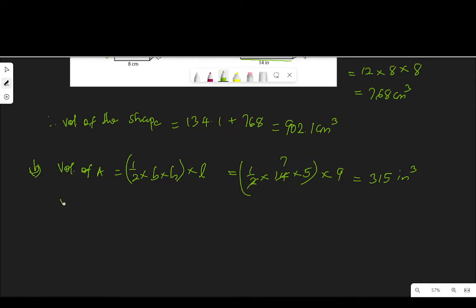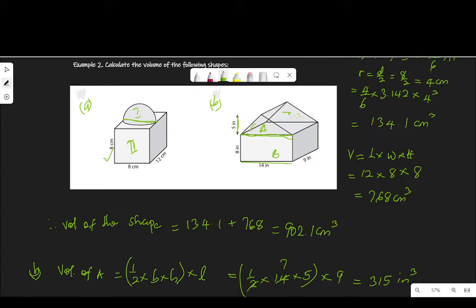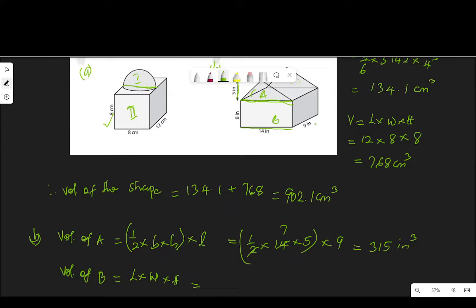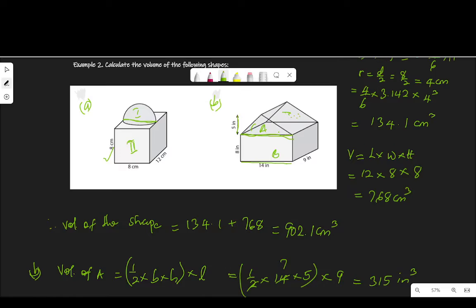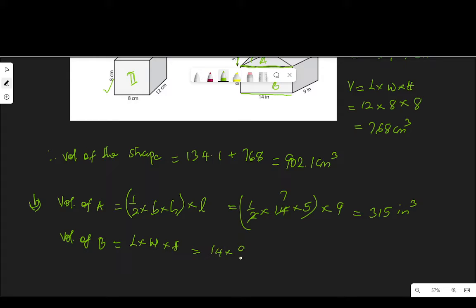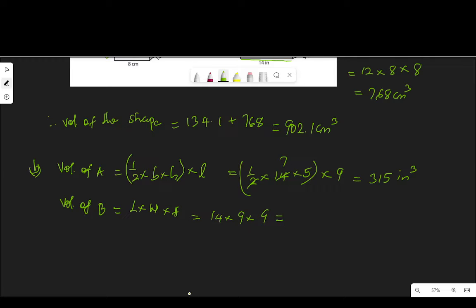And let's give volume of prism B. Prism B is a cuboid, a rectangular prism. The volume is length times width times height. And the length here is 9. Okay, this is longer, 14 is longer, so length is 14. The width is 9. And the height is 8 right there. So 14 times 9 times 8, I wrote 9. 14 times 9 times 8 is 1008.